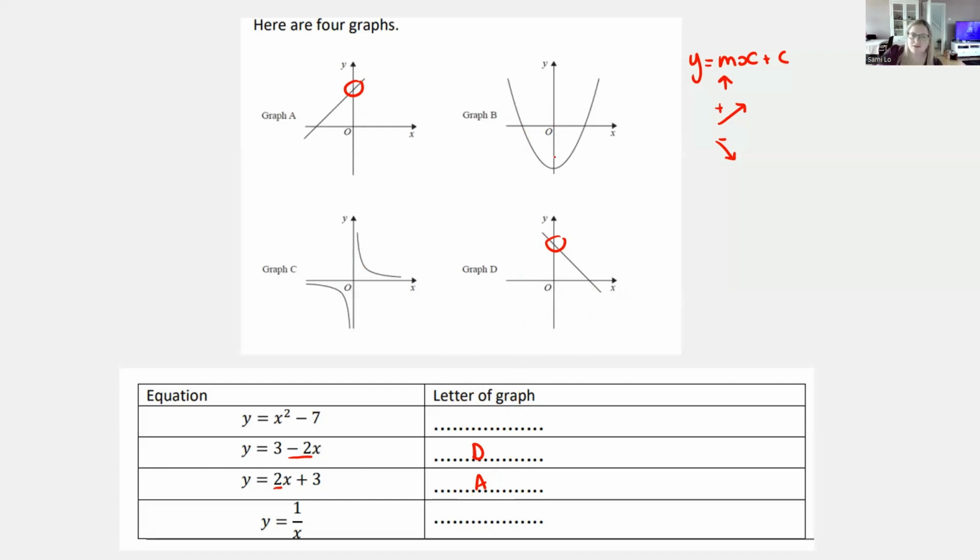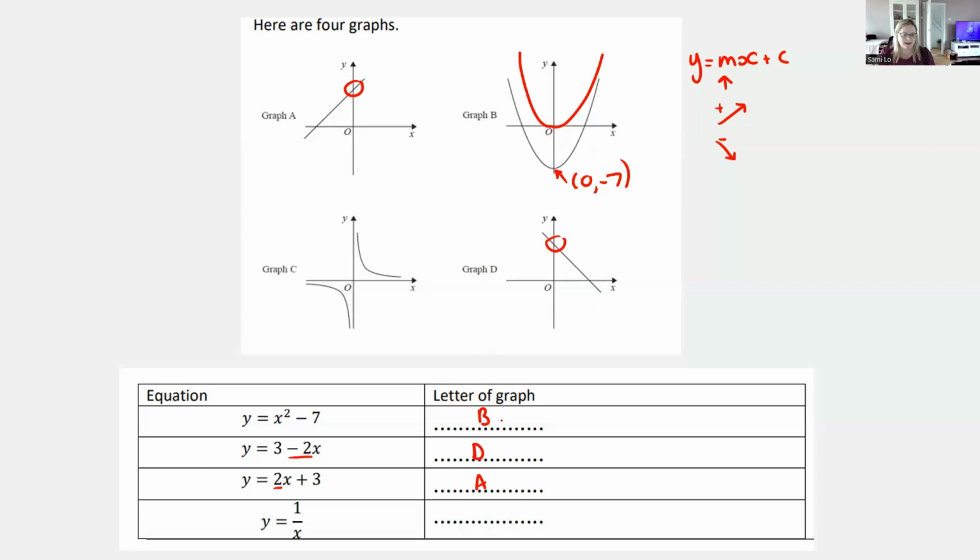If we had graph B as just x squared, because this is the x squared type of graph, it would have started at 0. Now the difference between x squared and x squared -7 is that our y-intercept is down by here. So all that's telling us is that the coordinate is 0, -7. So just be aware of that. So that, in fact, is our letter B.